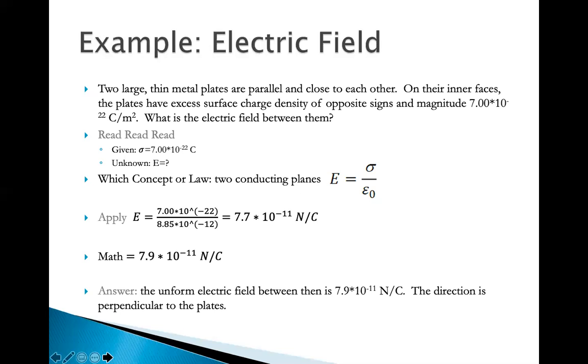So here is an example of the simplest case. If you have two large thin metal plates that are parallel and close to each other, that's the definition of parallel plates. On their interfaces, the plates have excess surface charge density of opposite signs, and magnitude of this much coulombs per meter squared. What is the electric field between them?